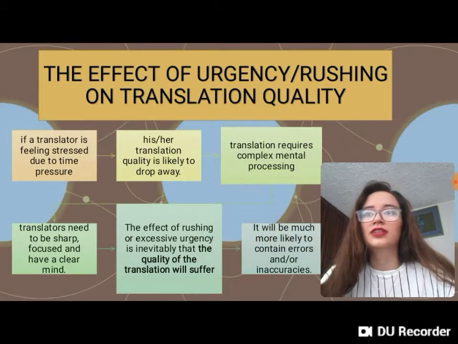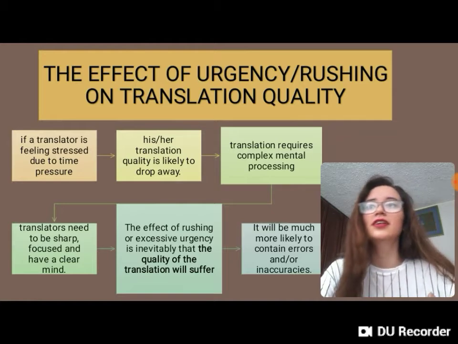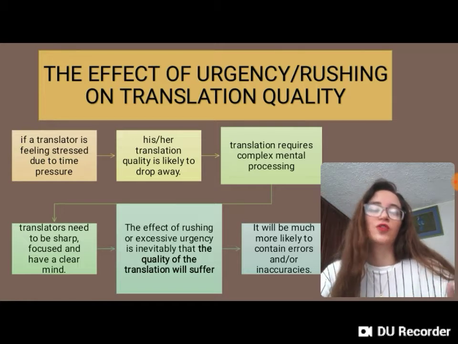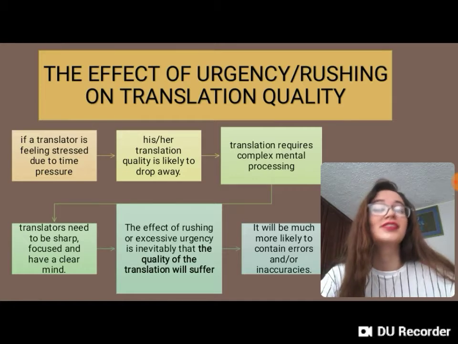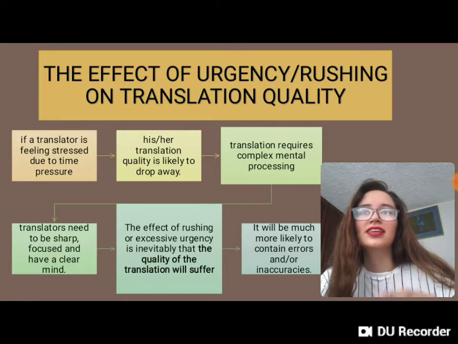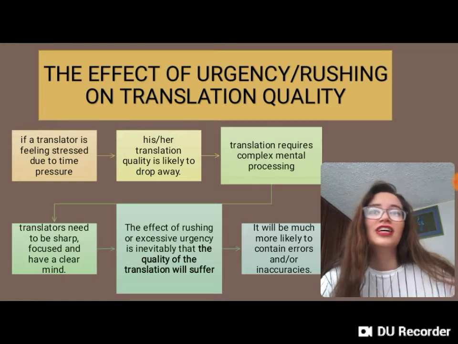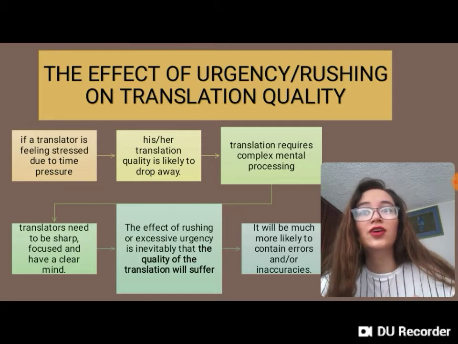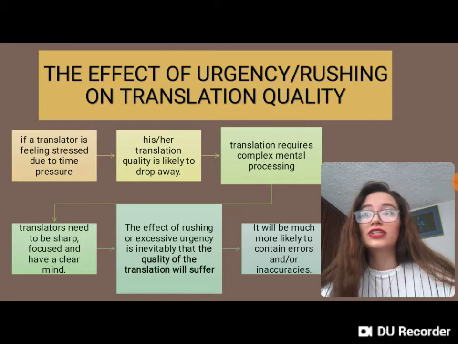I want to talk to you about the effect of urgency, rushing, and translation quality. If the project deadline is such that there isn't enough time to complete all these language translation process steps, something has to give, and that something is inevitably the quality control steps 3 to 5. The translator will be forced to rush, or even worse, to omit the accuracy check or even the final review of wording.